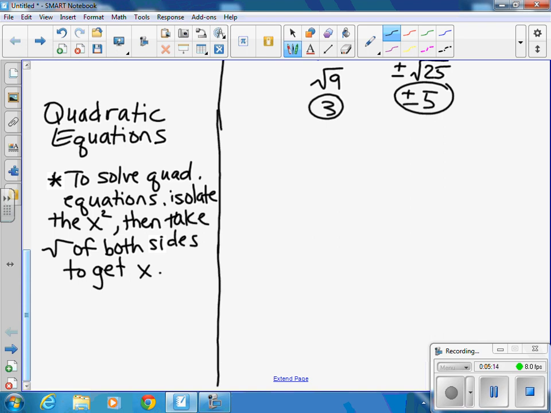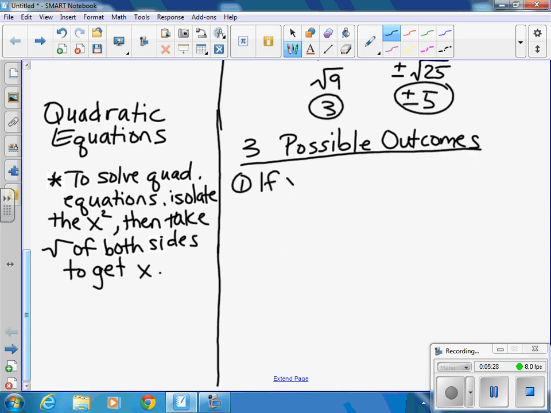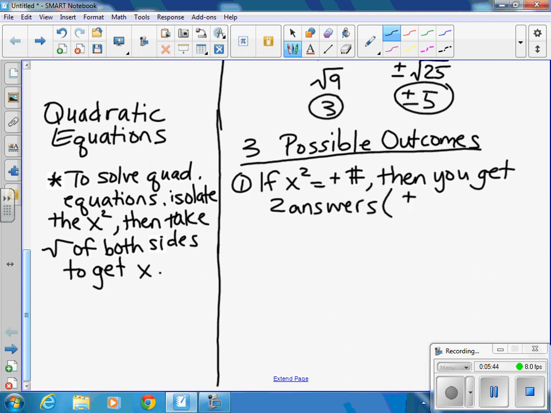And then there will be 3 possible outcomes, and this is where you've got to make sure you ask yourself, which one am I dealing with, right? And I'll try to help you out as much as possible in terms of ways to remember this, but there are 3 possible outcomes. The first one, if x squared equals a positive number, right, then you get 2 answers. And when you have 2 answers, you must use the plus minus sign. Okay, so this is where you'll have plus or minus something.